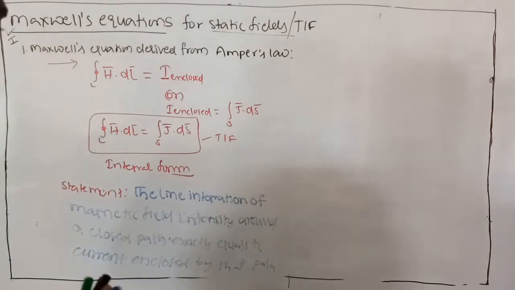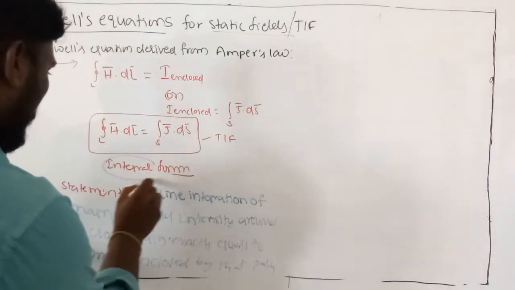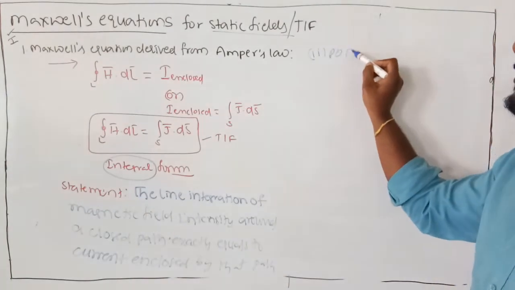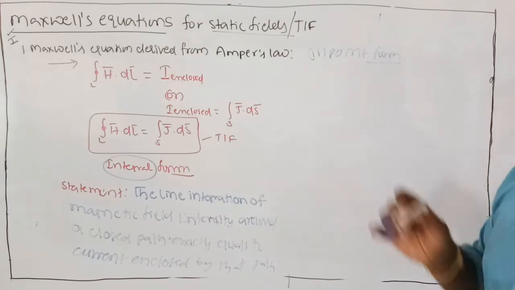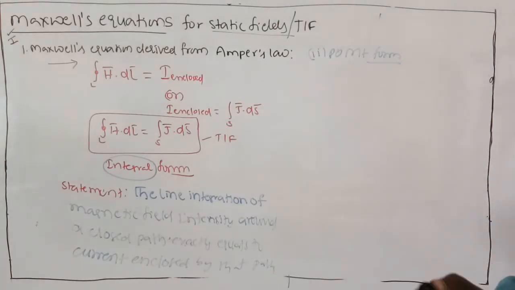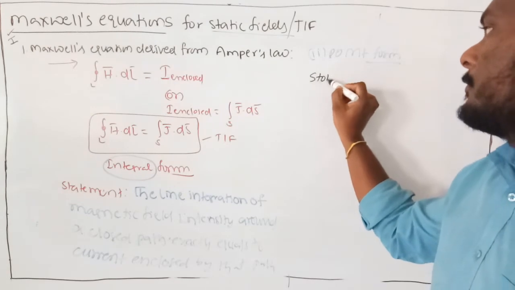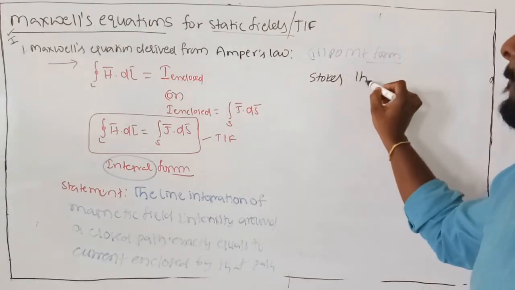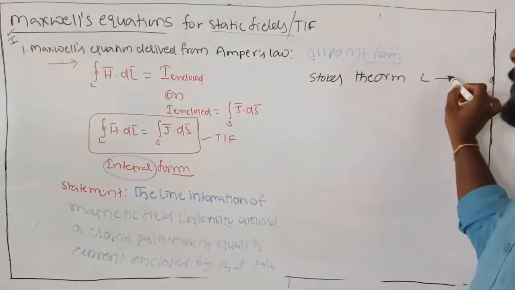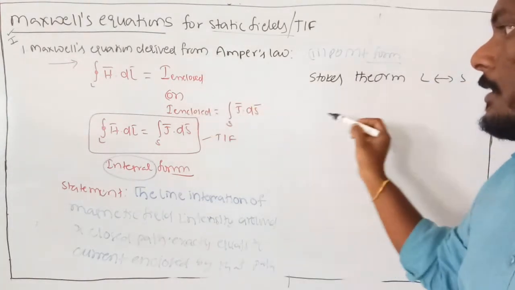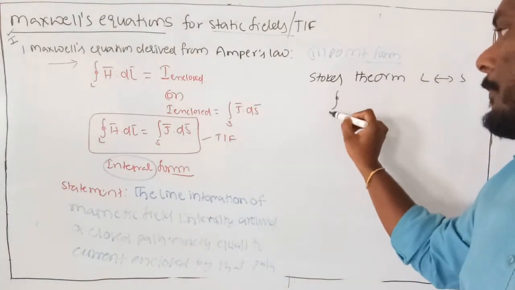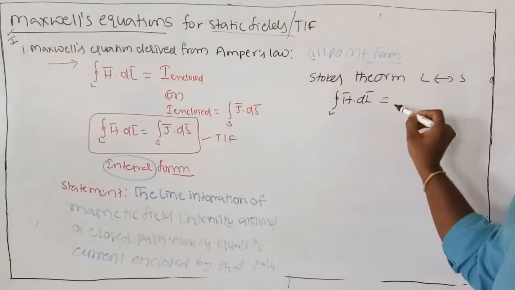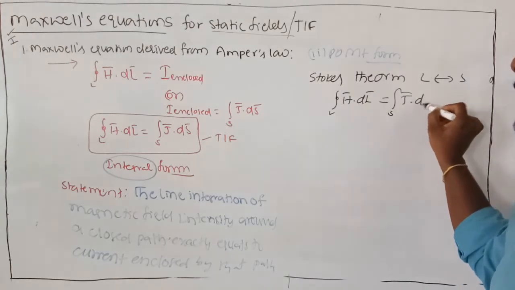So now this is the integral form. Then we need to write the point form. You already know how to convert integral form into point form: by using Stokes theorem, the line integration can be converted into surface integration. Just write the expression before conversion: H bar dot dl bar equals the surface integration of J bar dot ds bar.